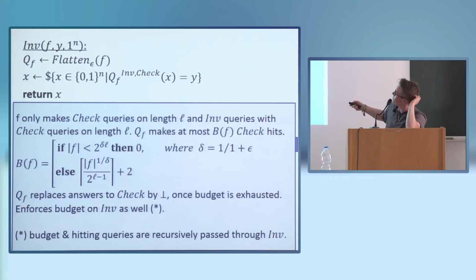Okay, so what we will do, therefore, is flatten our algorithm f, so that the inversion set that we look at considers a function that, once it makes too many hits, just replaces the oracle responses by bot. Thereby we eliminate getting free images that make too many hits and getting too much information from the inversion.